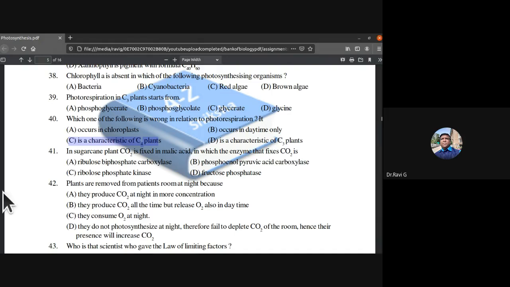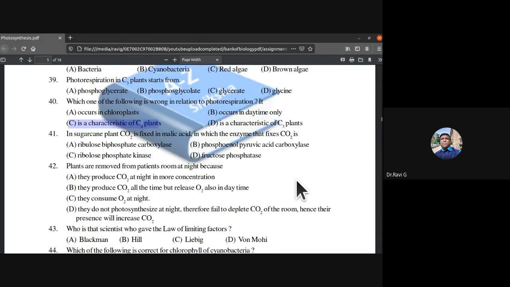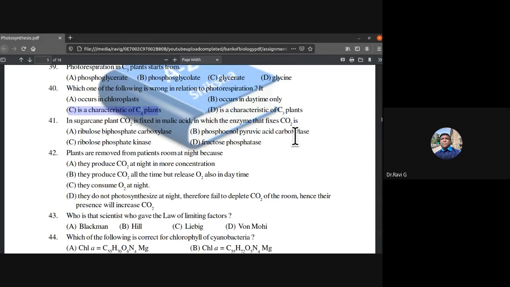The next one, 41st, in sugarcane plant, carbon dioxide is fixed in malic acid, in which the enzyme that fixes carbon dioxide is? Is it ribulose biphosphate carboxylase, or is it phosphoenol pyruvic acid carboxylase, or is it ribose phosphate kinase or fructose kinase? The answer is 41st B. So phosphoenol pyruvate carboxylase, or you can also call it PEP carboxylase. Okay, 41st B is the correct answer.